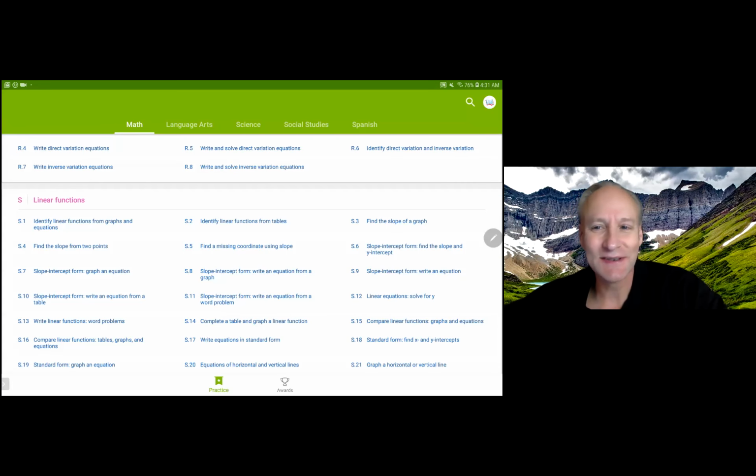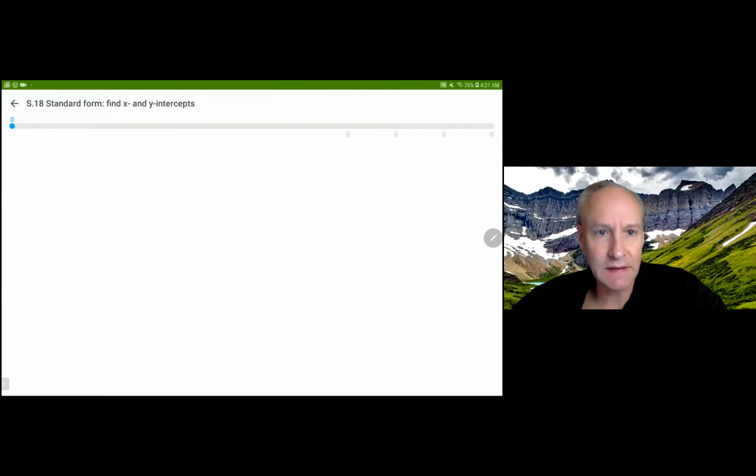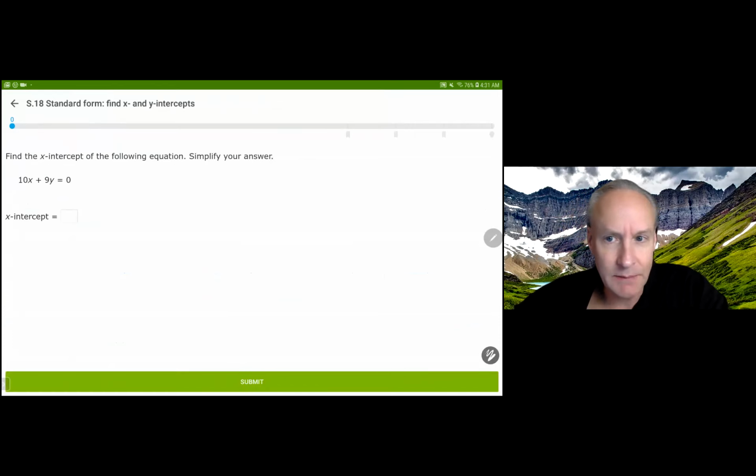We're still on linear functions and we're looking at standard form. Probably one of the best ways to graph it for most people is to solve for y and put it in slope intercept form. But there's another method that works really, really well. It's using both intercepts to graph it, and that's what we're going to do today. This is S18 standard form, and we're going to find the x and y intercepts. I'm going to describe the best way to go about doing this.